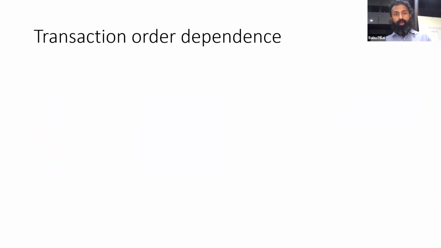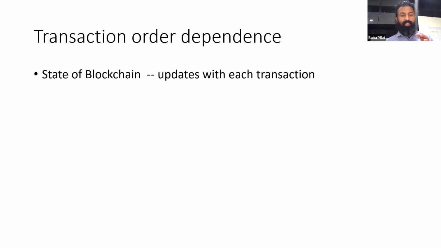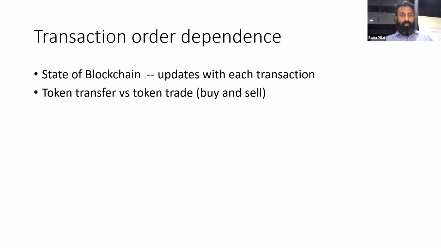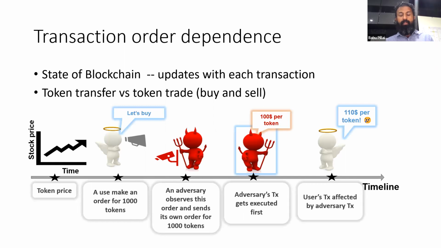Now, transaction order dependency. The blockchain state updates with each transaction. With each transaction, the state of the blockchain updates, the balance updates. Now, there is this token trading and token transfer. This mainly affects the token trading situation. In blockchain, token trading happens through a market maker, this automated market maker system, which makes up the market of how much a token is worth relative to the other one. That is where this kind of transaction affects.